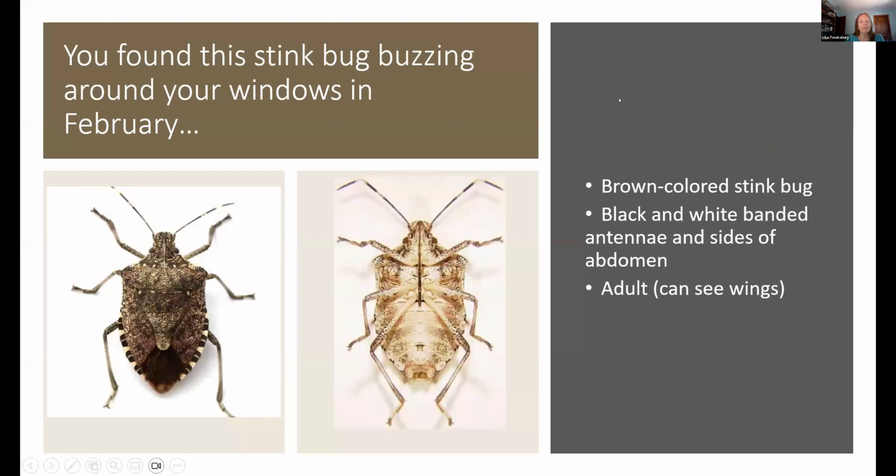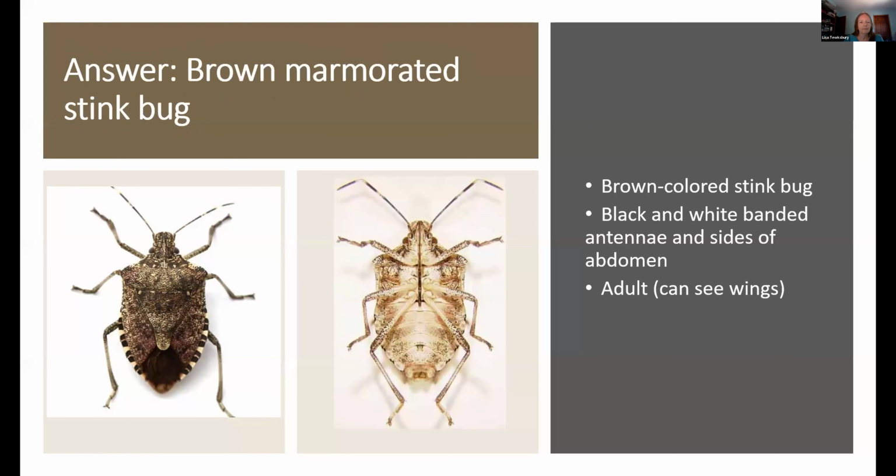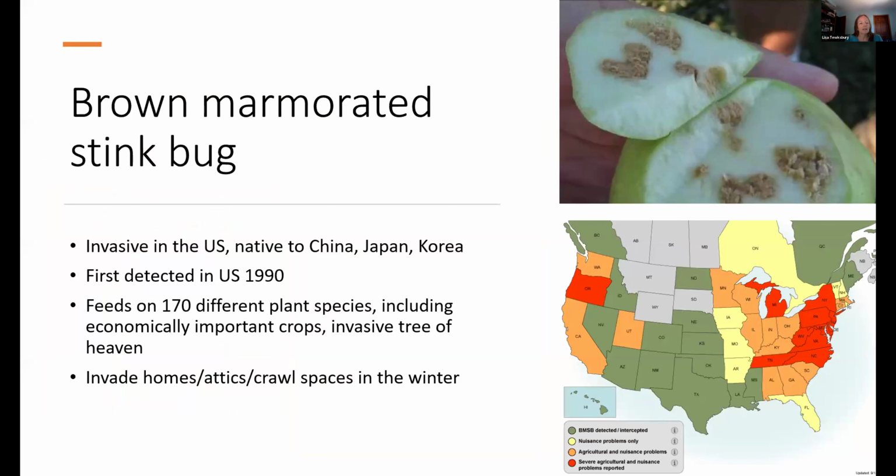Now here's something that I've been finding. Actually, I'm in my home office right now, and these keep popping up on my laptop and next to me. It's brown colored, black and white, has black and white antennae, and it has spots on its abdomen. This is an adult insect. And this is a brown marmorated stink bug, which is an invasive species, and it also likes to come into our houses. So here it is, invasive, feeds on a lot of different plants, definitely economically important crops.